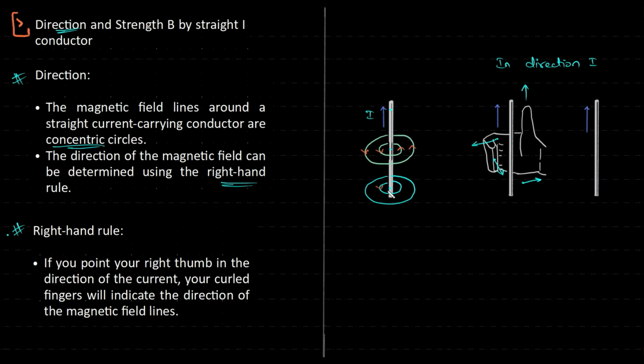Of course it will be so here as well. So if you point your right hand thumb in the direction of the current, your curled fingers will indicate the direction of the magnetic field line. As simple as that. So basically here it is magnetic field line out, here it is in. This notation you guys have to get familiar with. This is out and this is in.